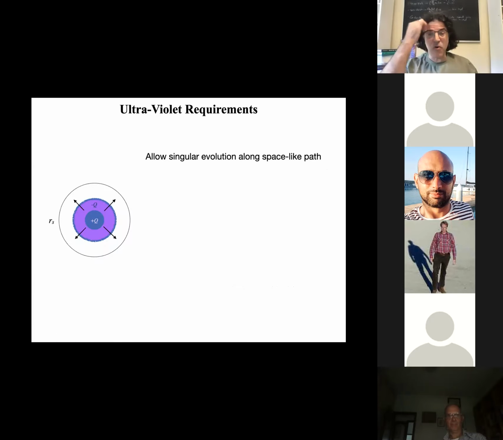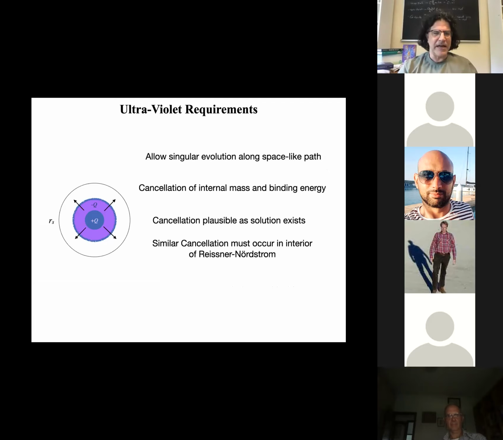So the ultraviolet requirements that we need for that singularity and the growth is that it allows what we would think of as space-like evolution. There is some cancellation between internal mass and binding energy in that region so that we have Planckian physics, but the exterior mass remains low. And we think this is plausible because we've been able to come up with an existence proof of a solution in the limit from GR. And similar cancellations like this must occur in Reissner-Nordström type geometries.